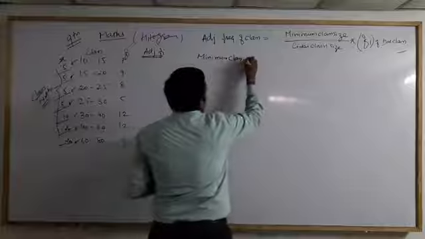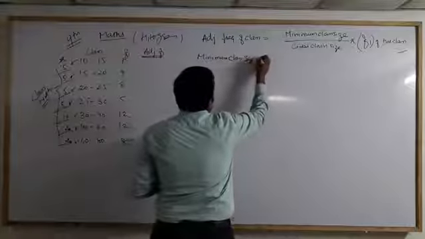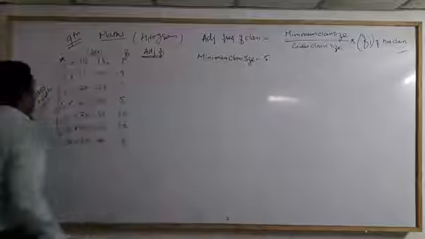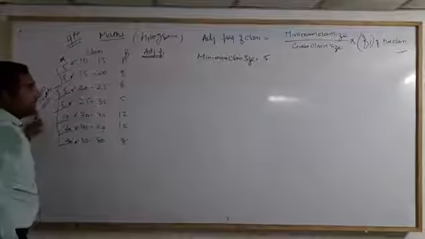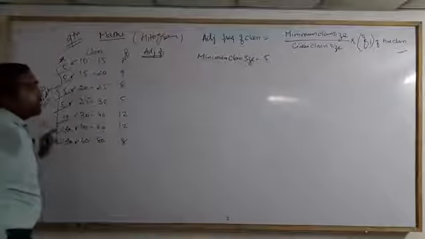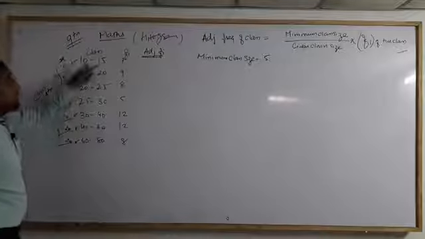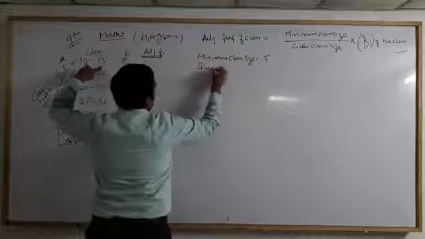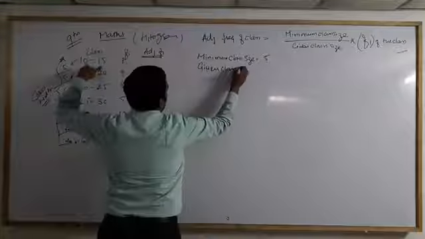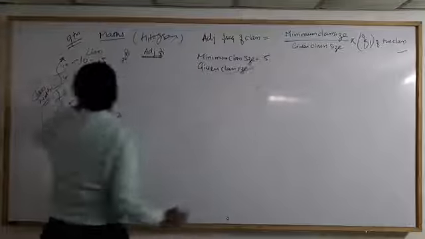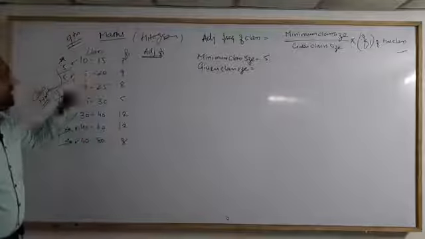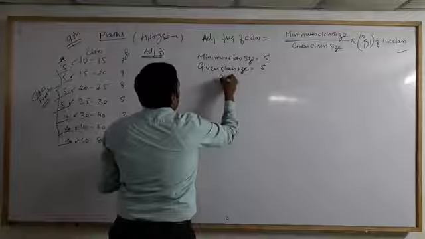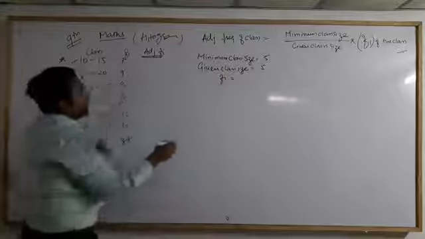Minimum class size, or minimum class width, is my 5. Now what is my given class size for the first? My given class size for the first is 10. In the first class my given class size is also 5, and my frequency for the first is 7.